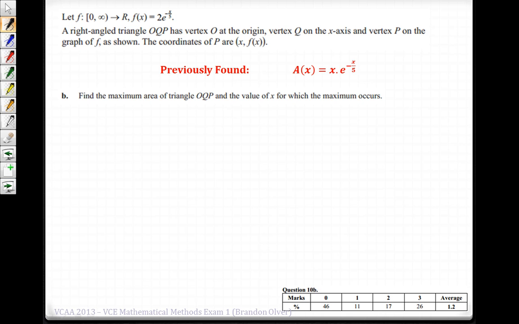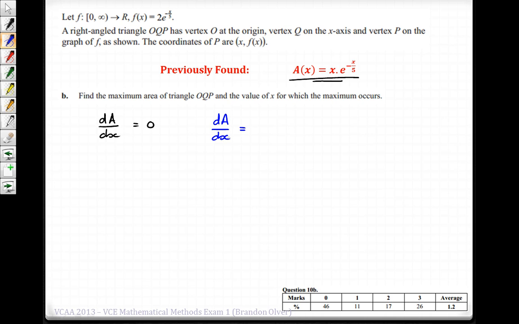So we've previously found the area here, and it asks us to find the maximum area of the triangle OQP and the value of x for which the maximum occurs. So what we need to remember is that we expect a maximum to occur when dA dx equals 0. So the first thing we need to find is dA dx.